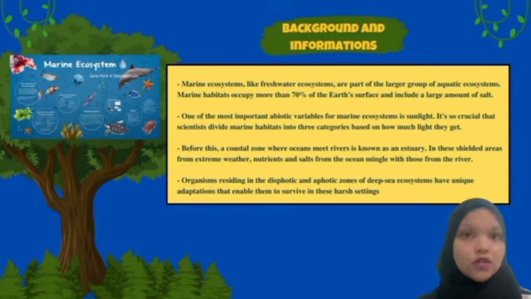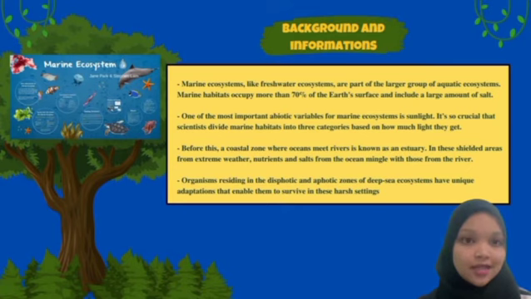Besides this, a coastal zone where ocean meets rivers is known as an estuary. In these areas, nutrients and salt from the ocean mingle with those from the rivers. As a result, estuaries are among the most productive areas on the planet, supporting a diverse range of life. Lastly, as the depth of the ocean grows, it becomes dark, cooler, and less oxygen-rich. Organisms residing in the deep sea ecosystem have unique adaptations that enable them to survive in this harsh setting.